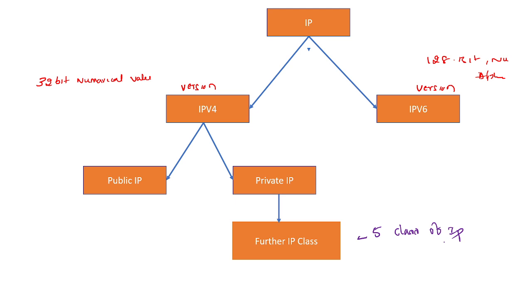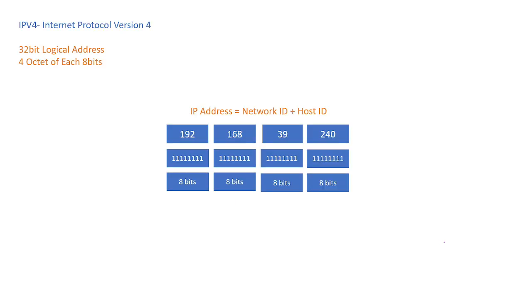Now you have curiosity: how will an IP address look like? Now you understood a little bit about IP addresses. Correct? Your mind is not blank now, you have some information filled in there. Now let us see what an IP version 4, the Internet Protocol version 4 address, looks like. I told you IPv4 is a 32-bit logical address. It has got 4 octets.